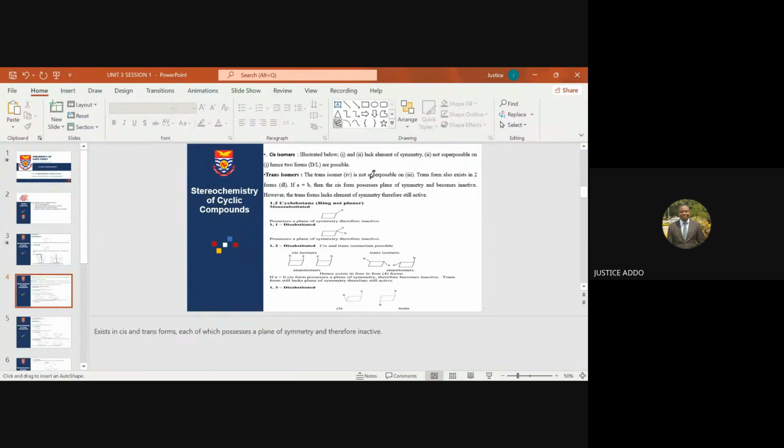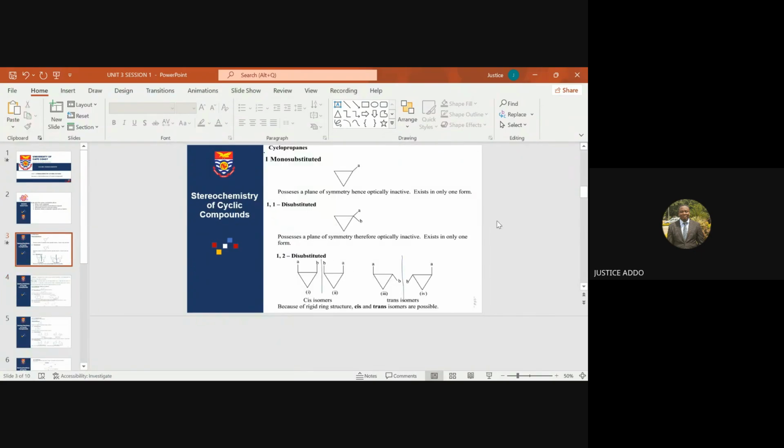Now, if you look at the trans isomer, over there, IV is not superimposable on III. But then the trans form also exists in two forms. The trans form also exists in two forms. And so let's go back. I want to go back to those ring structures.